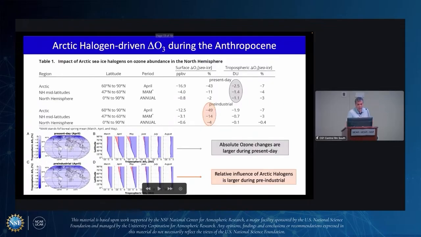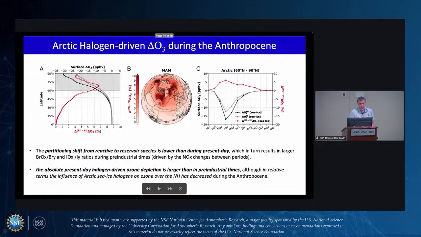So finally, we compare how these impacts differ between the present day and the pre-industrial time. The basic answer is that during present day, there is more tropospheric ozone, so the absolute ozone changes are larger. But during pre-industrial time, there is less ozone, but also less NOx and less HOx, and then the partitioning is shifted to reactive species.